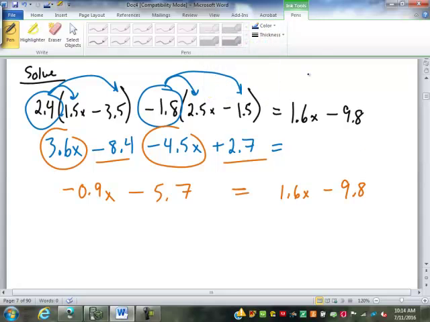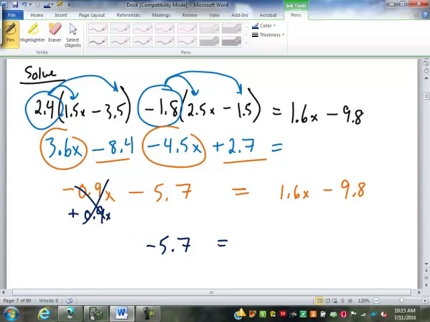Now what? First one, I'm going to stop there. Any questions so far? Okay, now what do we have to do? Okay, so there's x's on each side. I have to get rid of one. Negative is always smaller than a positive, so I'm going to get rid of the negative 0.9 by adding 0.9x, and it is gone.